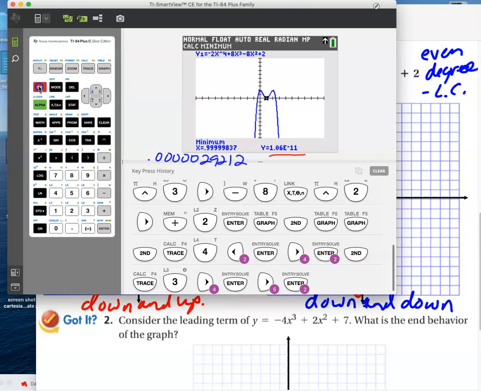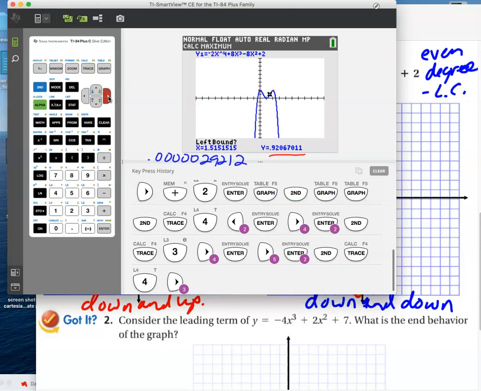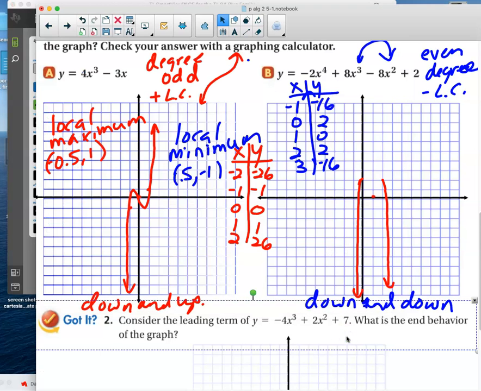Now let's check on the other one. Second trace, number 4, left side, right side, enter. And this one is, again, super close to 2, 2. So those points that we already had on there before did end up being our local mins and our local maxes. But the end behavior, we didn't even really need to graph it to know that it was going to be down and down. It's nice to do it to verify that, but we didn't need that piece.